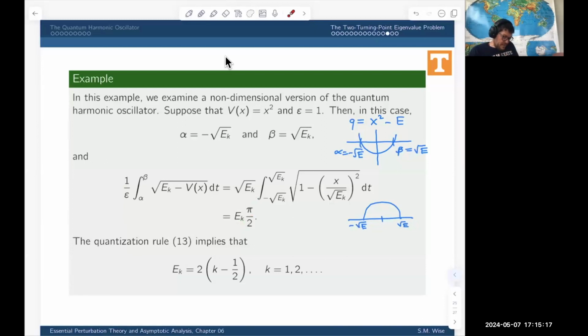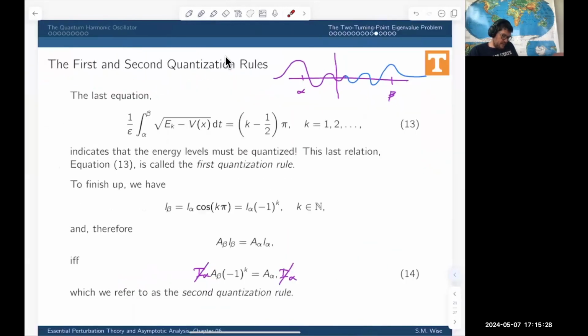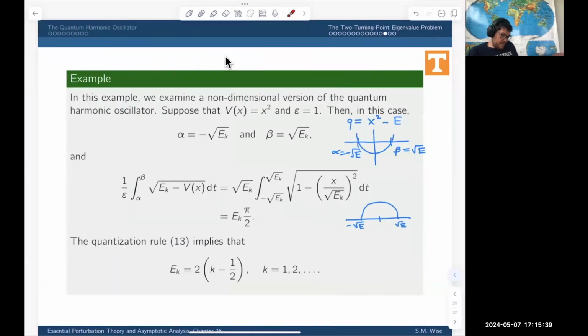Now, the quantization rule says that this should be equal to, well, let's go back because I've forgotten. Here's the quantization rule. It says that that integral should be equal to k minus a half times pi. But we know what this integral is because we can compute it exactly. And so now we can solve exactly for the energy levels. They work out to be 2 times k minus a half, quantity, where k is equal to 1, 2, etc.